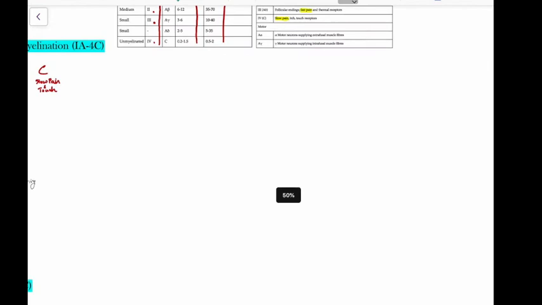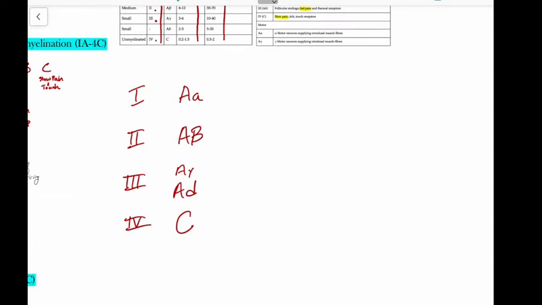So finally, in conclusion, I would just like to do an overview of the main things. We have 4 types: type 1, type 2, type 3, and type 4. Type 1 is the A alpha type, type 2 is A beta type. Type 3 is A delta, and type 4 is C fibers. They increase in myelination, diameter, and velocity as we go up, or they decrease as we go down, whatever you want to call it.